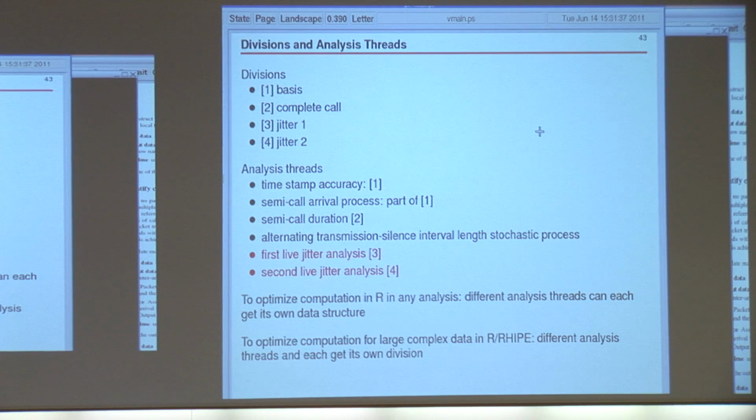Okay. Then from the complete call division came jitter division number 1. We will talk about an analysis associated with that, and then jitter division number 2. All four of these things are about the same size. So it's like you get a large data set and we've just multiplied by 4. Actually, it's even bigger than that because there's another analysis thread that starts with a different basis division, but we're not talking about that. So the idea is that you've got a fair amount of data. It's not too much, but you're going to be increasing the size as a result of the analysis.